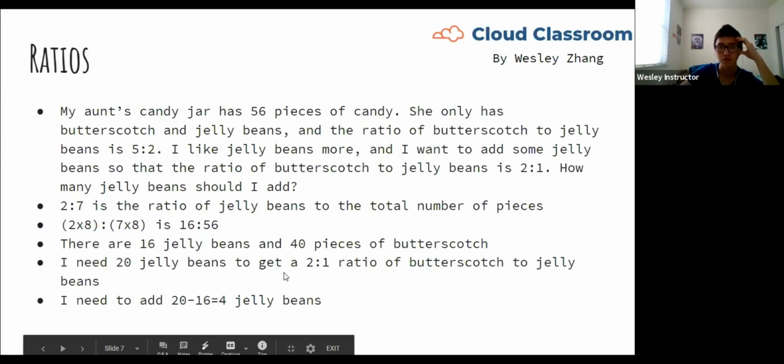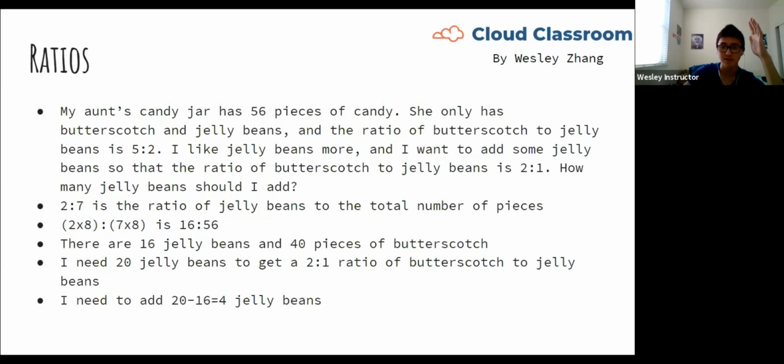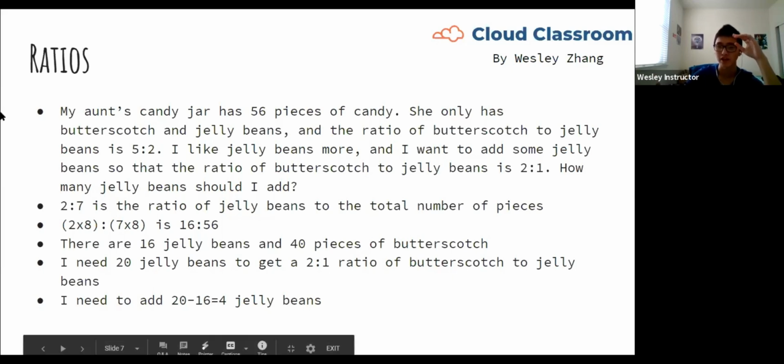So in all these problems, just know what the ratios represent, and know some of the ratios are simplified. They don't actually represent the actual number.